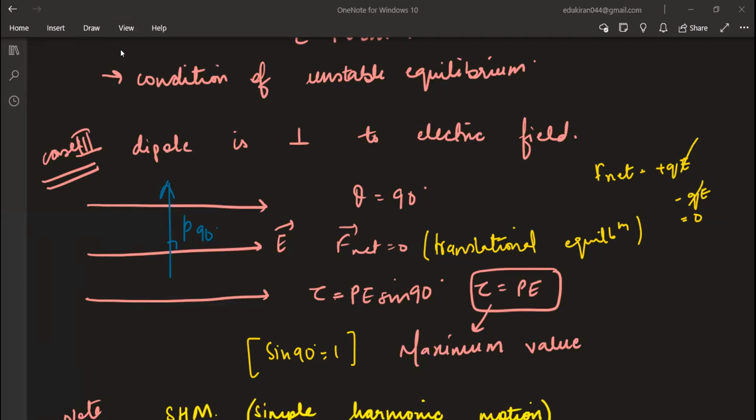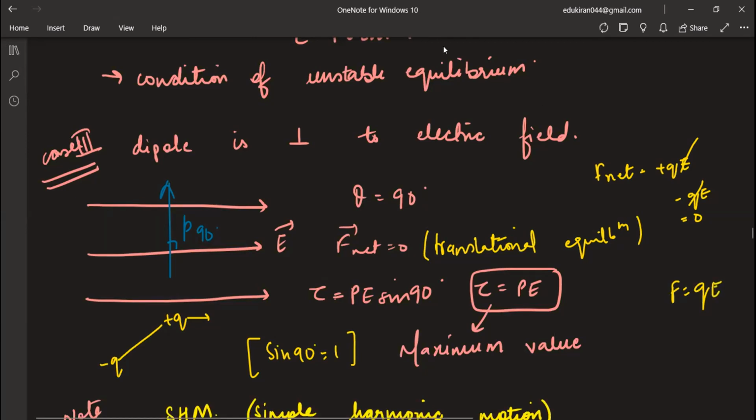So in this case, F net is 0. We are getting translational equilibrium. Why are we getting translational equilibrium? Because you have a charge plus Q and a charge minus Q. So the forces, we have a formula. I don't know, Madhiya, if you are aware of this formula or not. F is equal to QE. Have you heard of this formula?